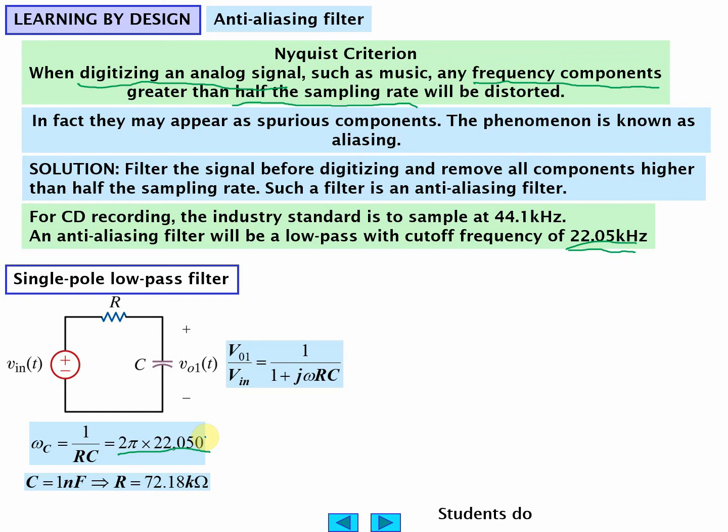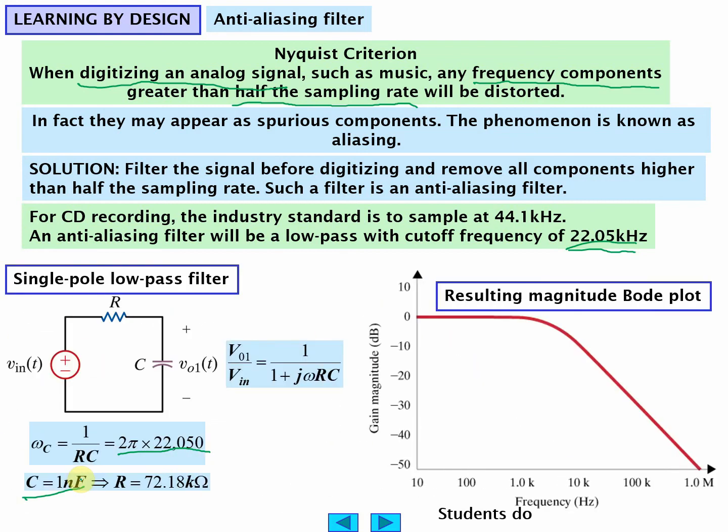You have to design things. You have to choose one thing and then find the other. So in this case, I chose a capacitor of 1 nanofarad, which is 1,000 picofarads, by the way, when you have to pick one out of a box. And you get this Bode plot.